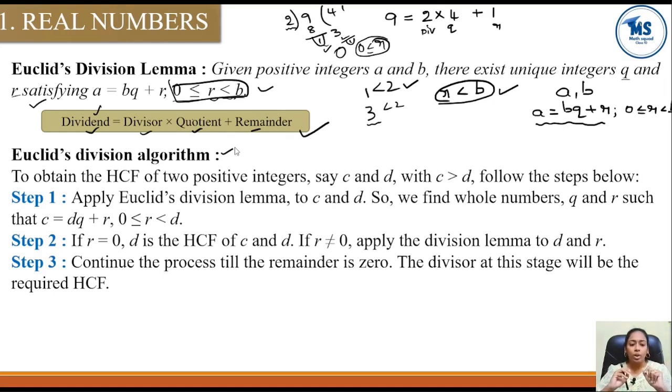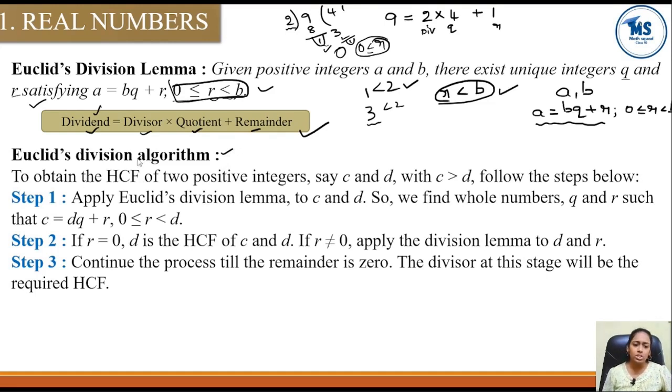Then coming to the algorithm, Euclid's division algorithm. An algorithm is a sequence of steps which you need to perform in exactly the same way. The sequence should be the same in order to get your desired output. Euclid's division algorithm is just a sequence of steps. You need to perform them in order to get your desired output. Let's see what Euclid's division algorithm is.